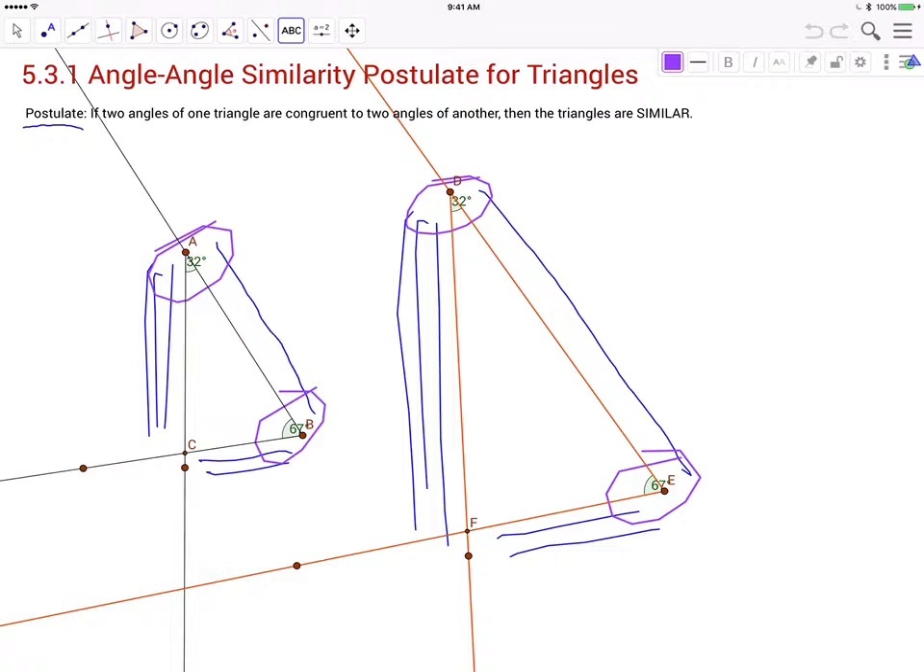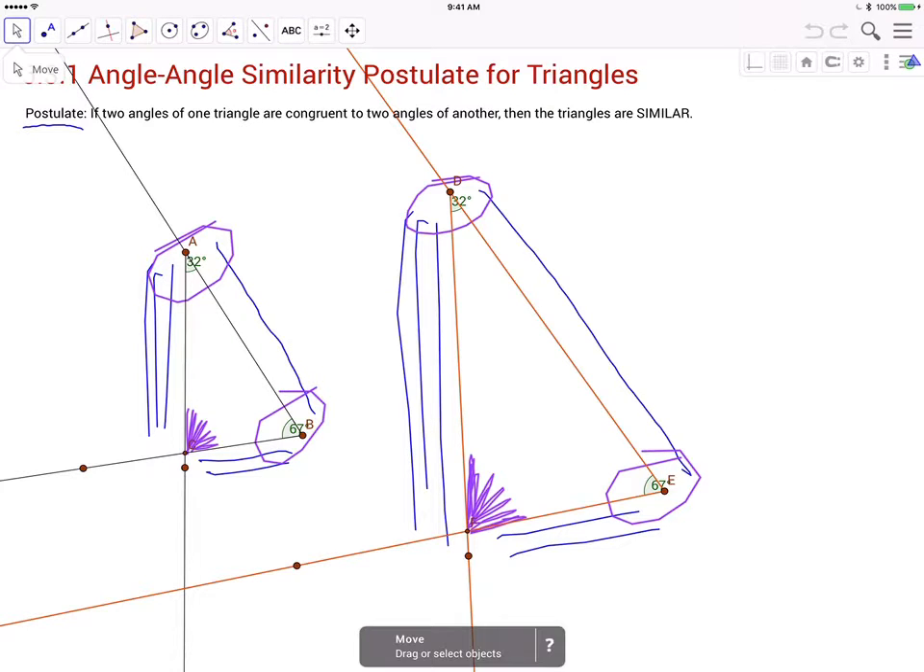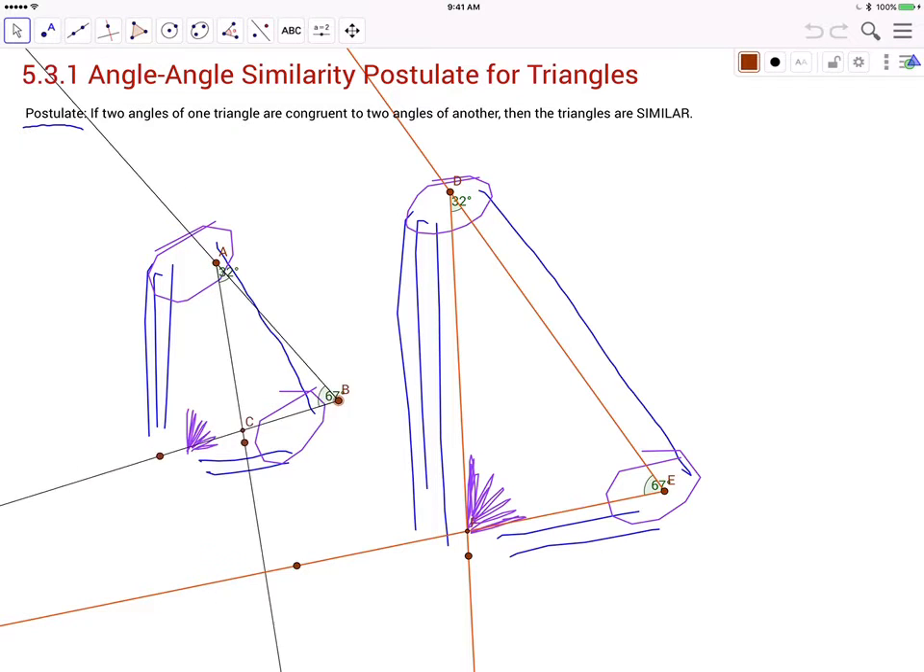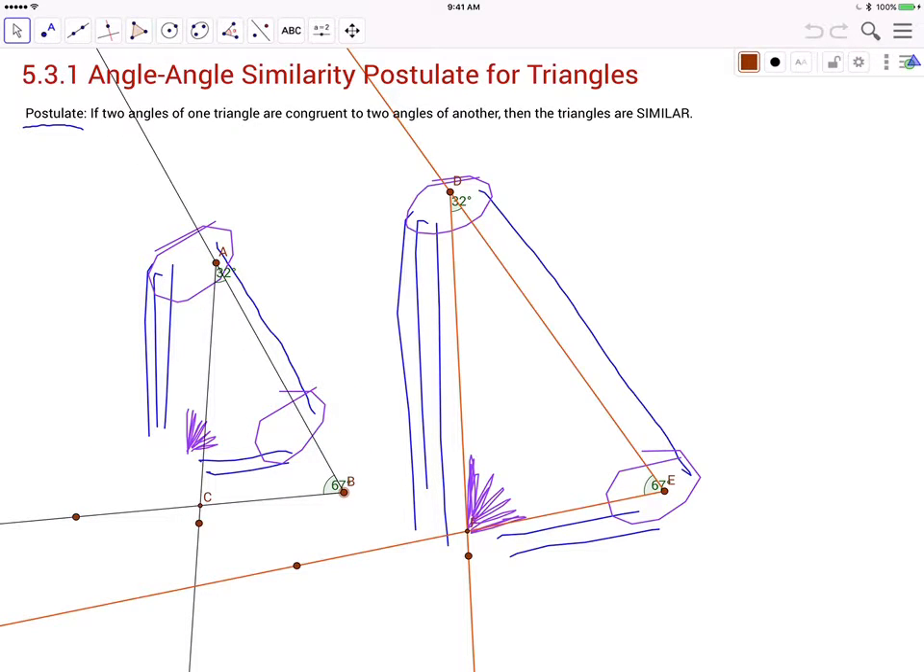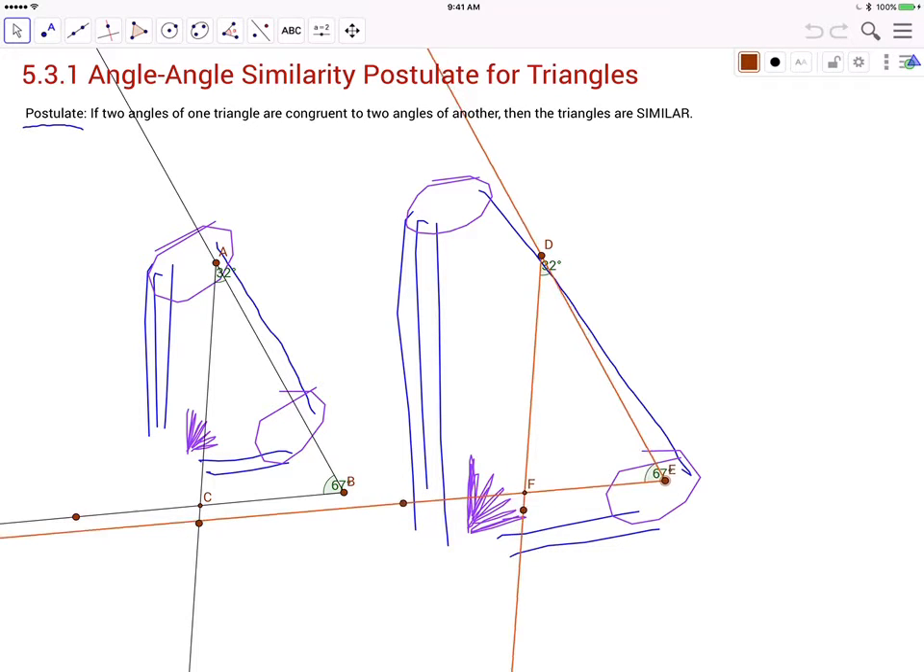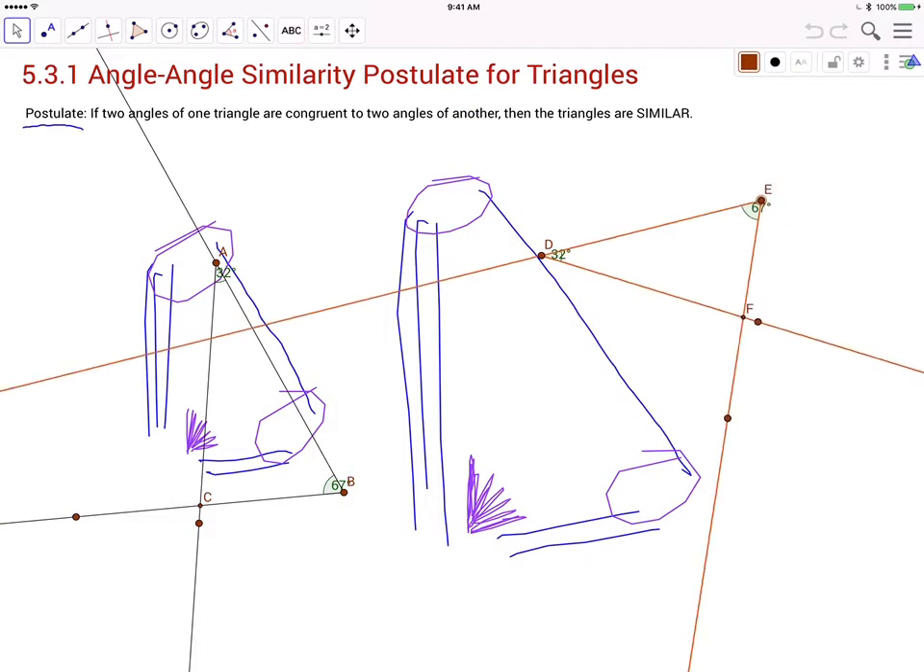Somewhere in your past, you learned something about the angles of a triangle. And we need to forget that because we haven't proven that yet. But you'll remember some. I'm not even going to say it because we haven't proven it yet. But it turns out that the angles of a triangle do add up to the same number each time. But in this case, just for our purposes, angle-angle similarity: if two angles of one triangle are congruent to two angles of another, then those two triangles are similar.